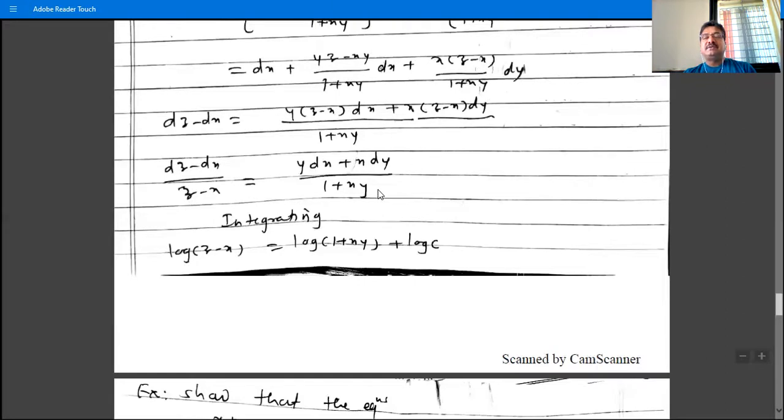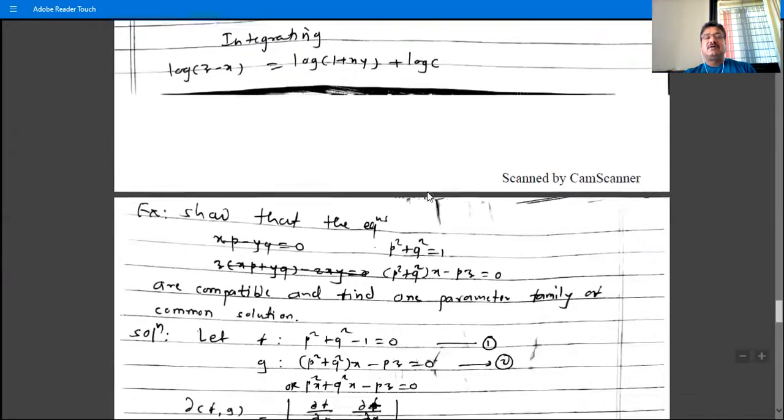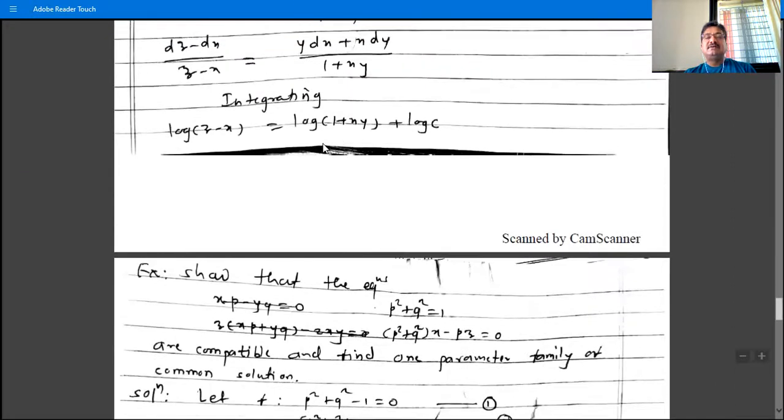So we have (dz minus dx) divided by (z minus x) is equal to (y dx plus x dy) divided by (1 plus xy). Then integrating: this is the derivative of log (z minus x), by the rule that the integration of f dash x divided by fx is log fx. So we get log (z minus x). Again, the derivative of 1 plus xy: the derivative of 1 is 0, and the derivative of x into y is x dy plus y dx. Again by the same rule, f dash x divided by fx gives log (1 plus xy), plus log c, where c is the constant.